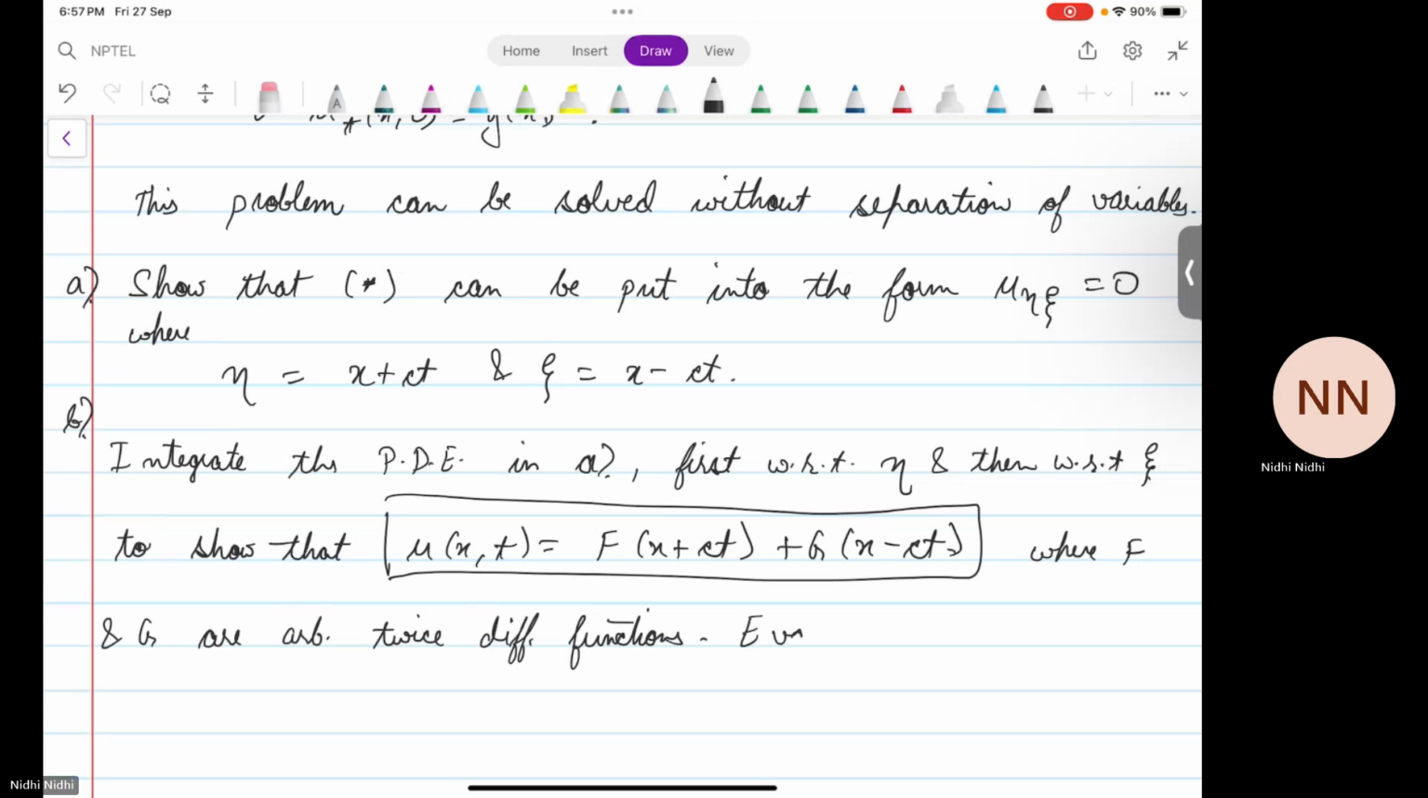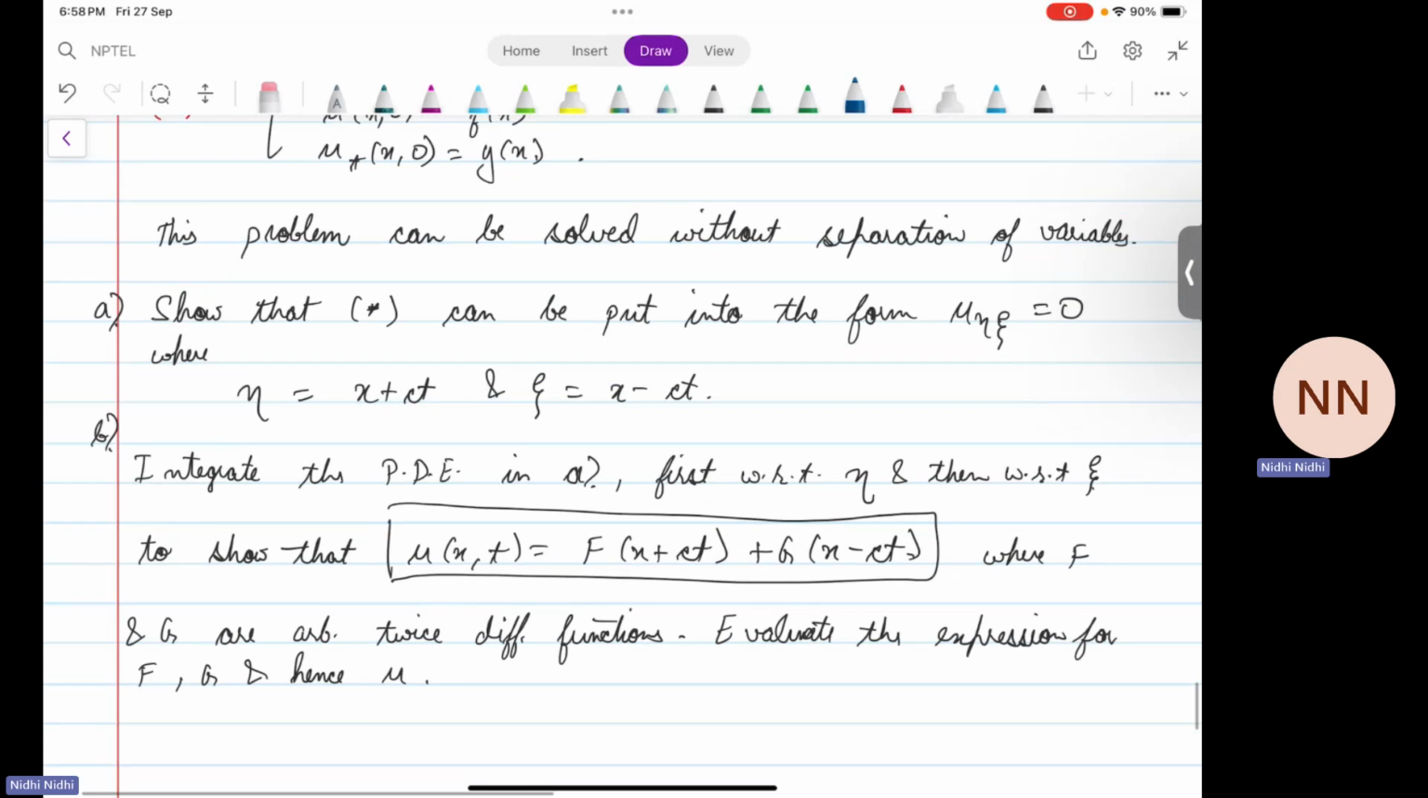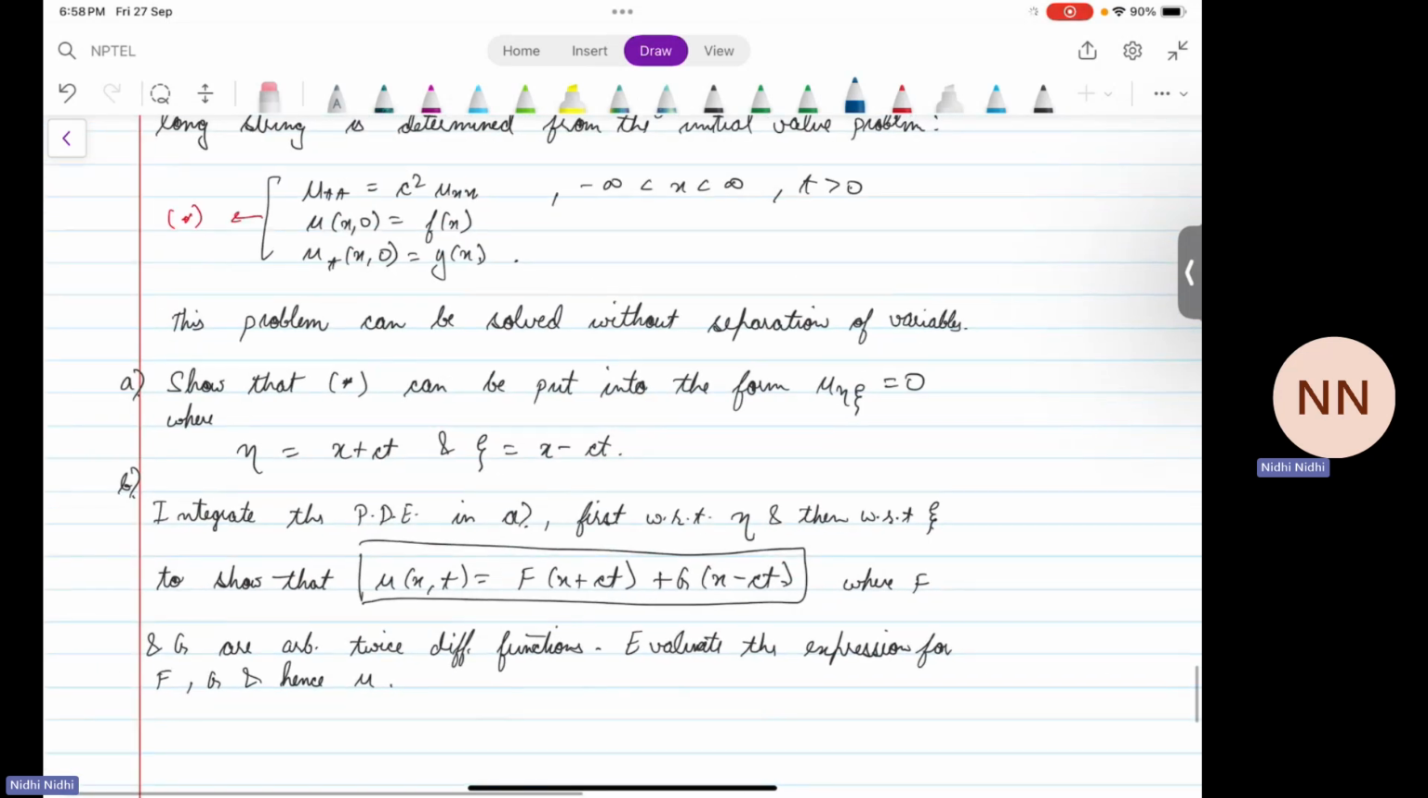Then evaluate the expression for f, g and hence u. You can see that a lot of hint is already given in this problem.